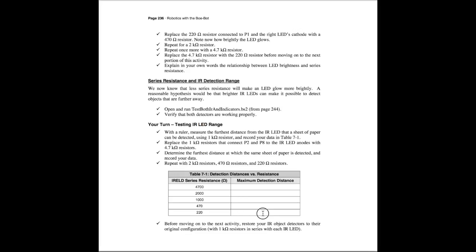And then you would measure the distance, with a ruler, that you can see the detector showing reflection by moving an object further and further away from the Bobot. So then you would write those distances down, and you should see a good distance distribution in here between different resistance values.